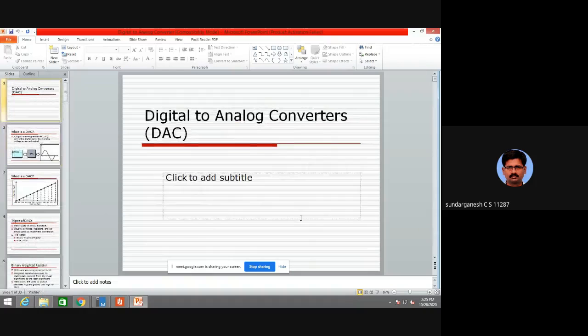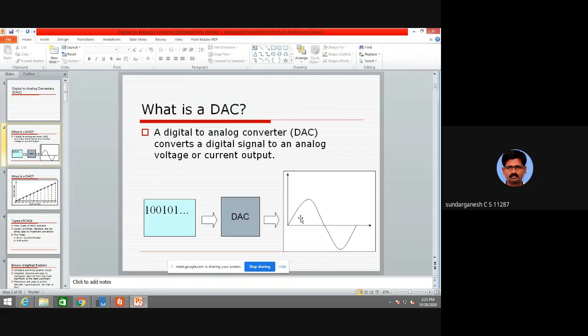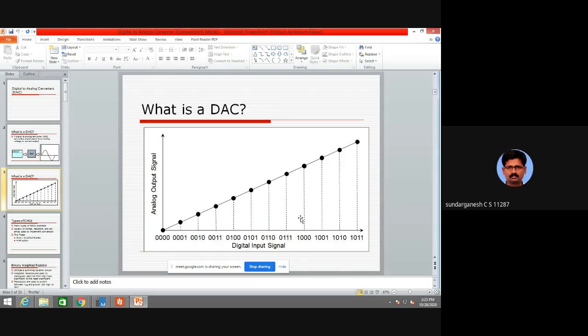So far what we have seen is that digital to analog converters convert the digital signal to an analog signal. That is why we call it a DAC. The input is a digital signal, 1 and 0, and the output is a continuous signal. The input is a binary number, separated by constant intervals.